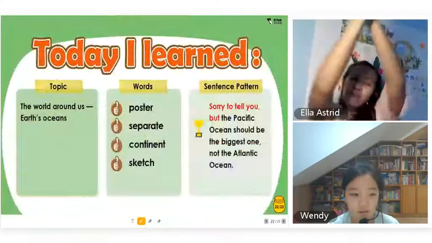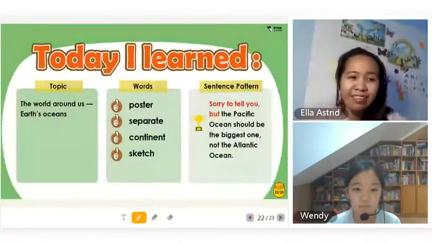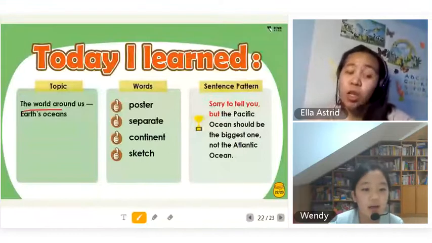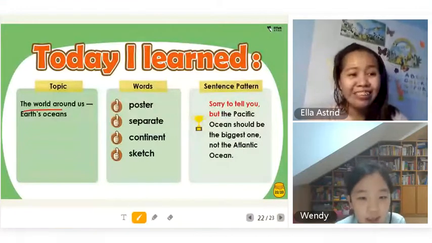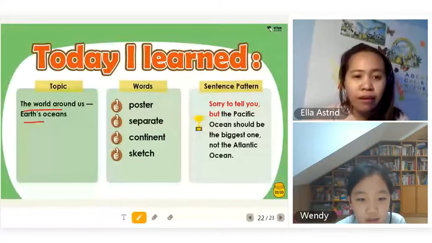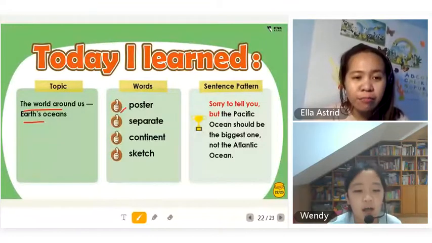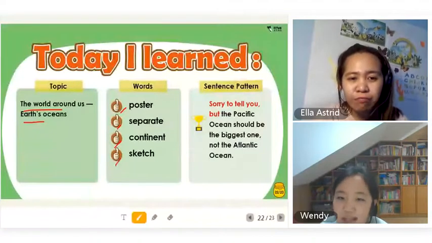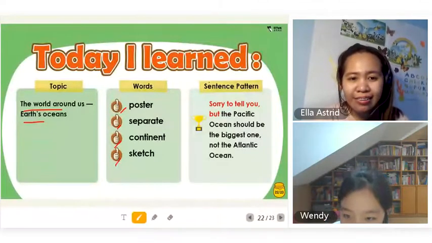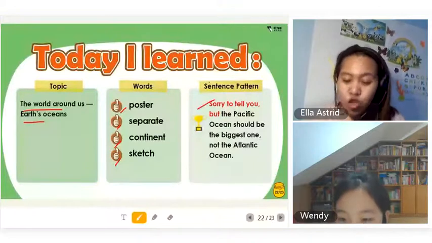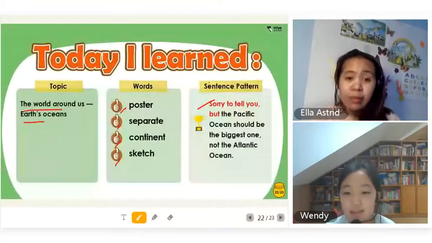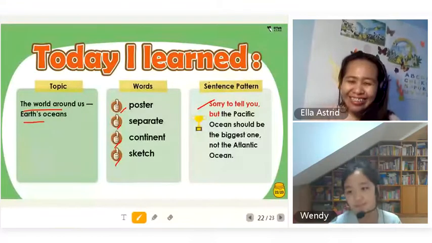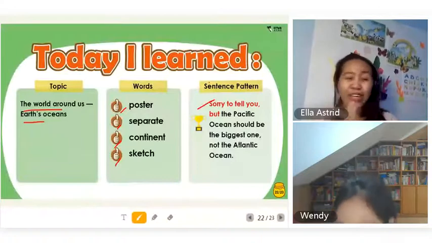Okay, so today, Wendy, you have learned about the topic: the world around us, Earth's oceans. Read it. The words are poster, separate, continent, sketch. And the sentence says: sorry to tell you, but the Pacific Ocean should be the biggest one of Earth's oceans. Okay, wonderful.